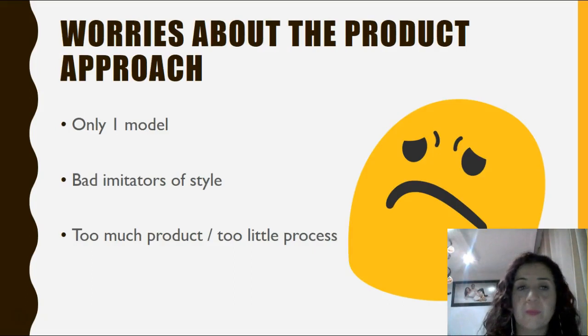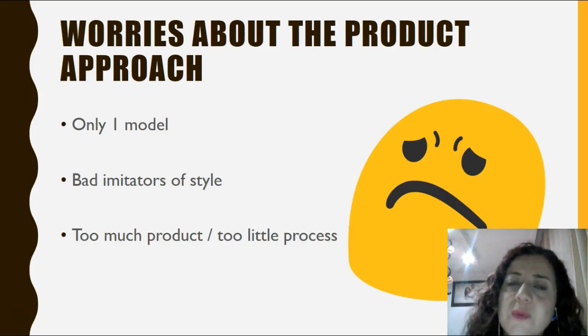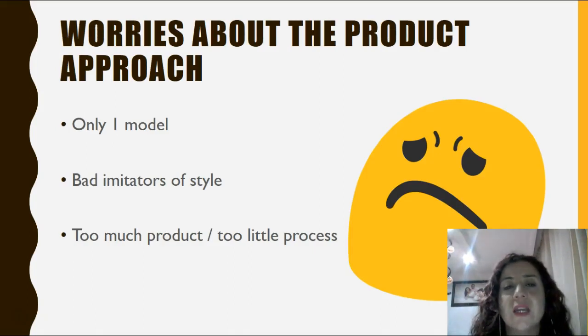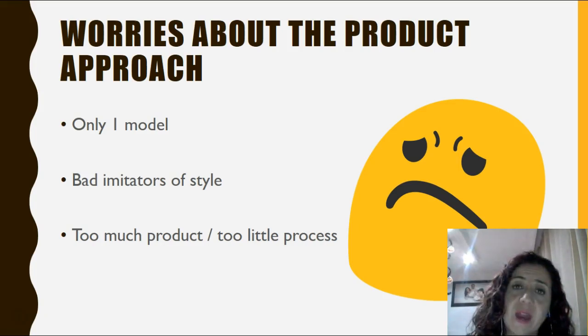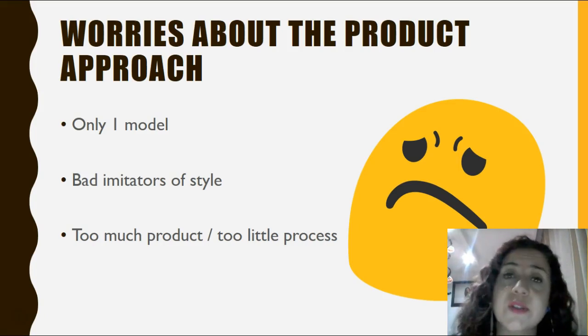So when we are looking at genre writing, we analyze carefully good examples or bad examples to avoid certain pitfalls when writing. So what are some common worries about the product approach? Usually there is only one model. So for example, there are textbooks that fall short in providing students with accurate models for genre writing. There is another worry or concern, which is that students might become bad imitators of style.